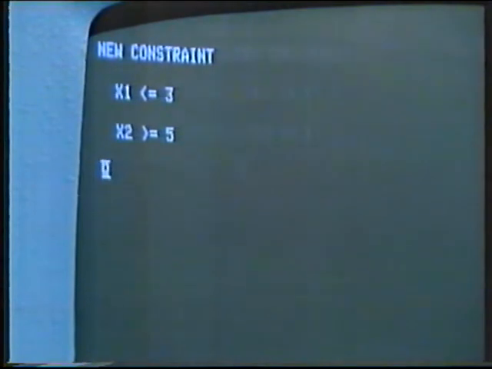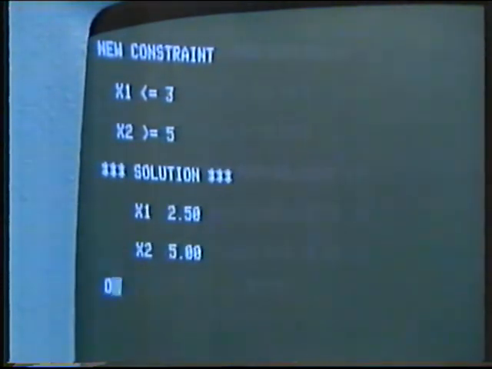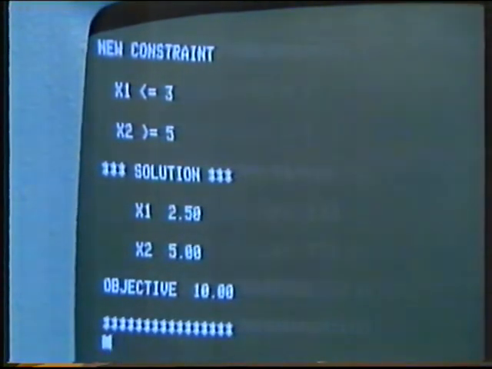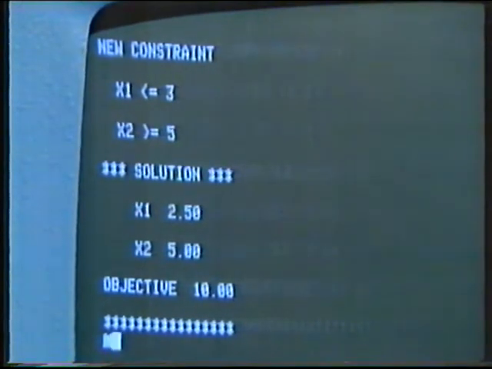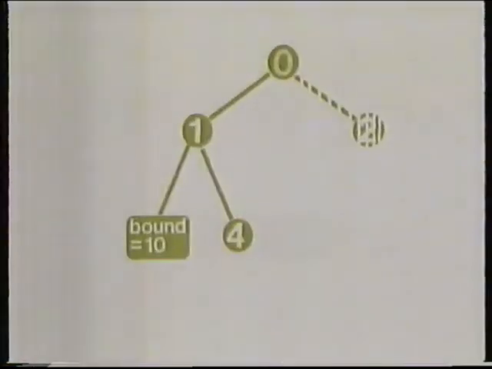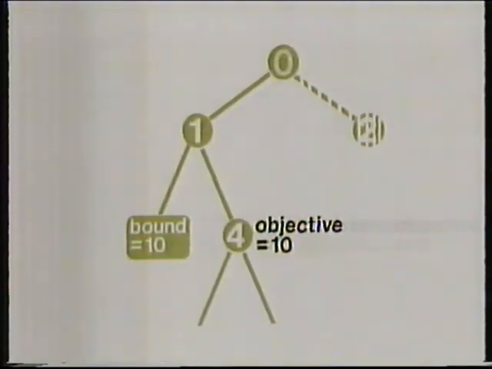Well, that has these constraints, and here's its solution. Now, that's not an integer solution. x1 has a fractional value. So it looks as though we're going to have to split. But this is where the bound comes in. Look at the value of the objective. It's the same as the bound.